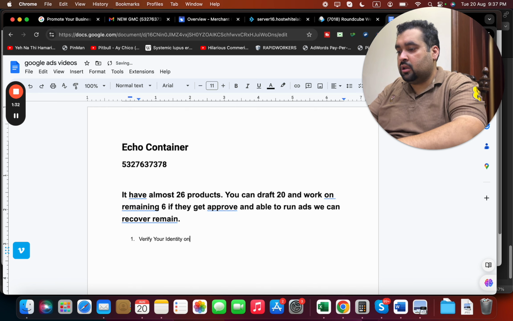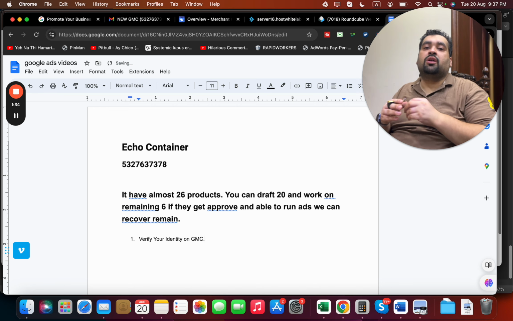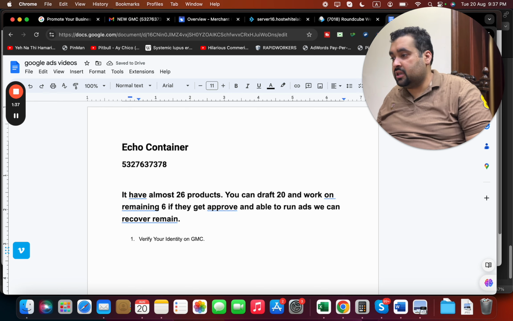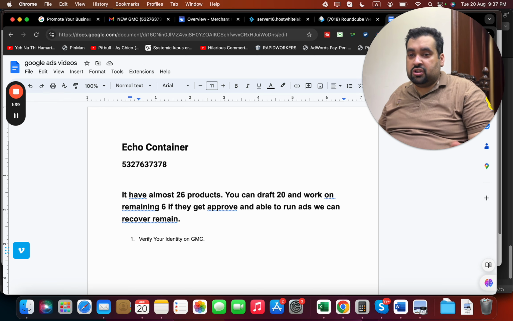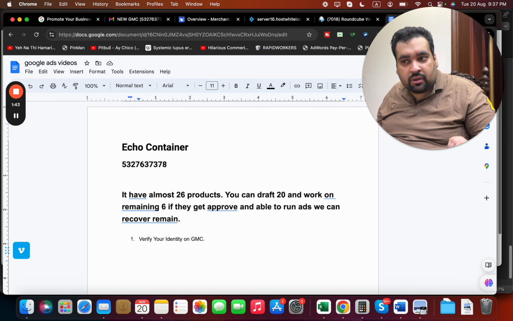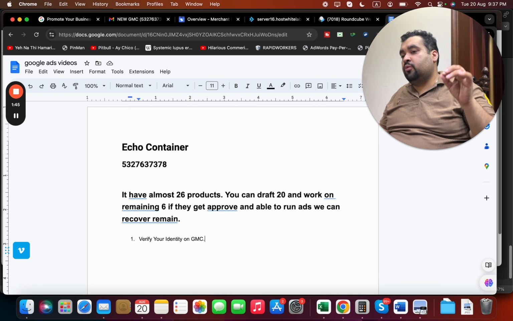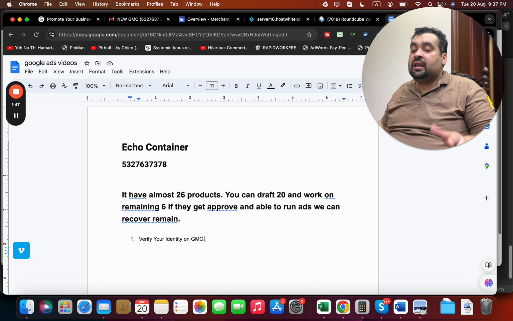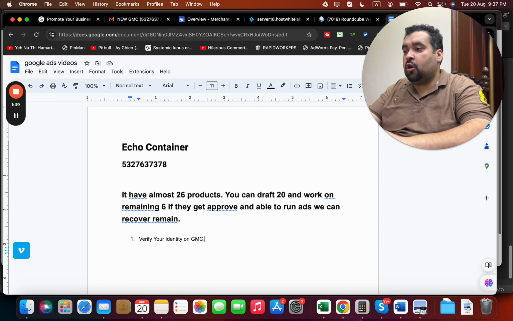That is the first most important thing when you are running a GMC or Google Ads, or doing Merchant Center restoration. So verification was done. It was requested by the client, and this was a very important thing in our whole procedure. And the second thing is we started doing the audit of the account.